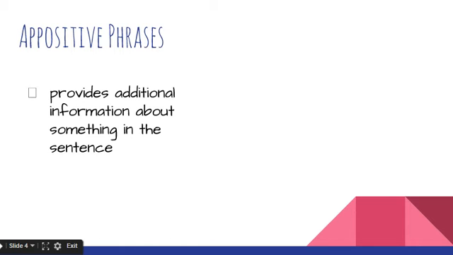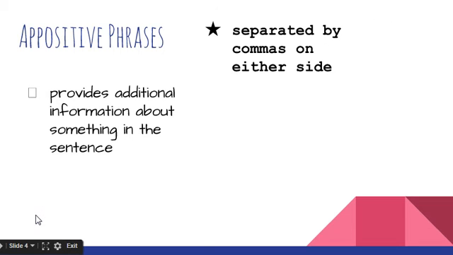I could say, my mom, an avid recycler, or Mrs. Major, my BFF, whatever it might be. So it provides additional information about something in the sentence, and an appositive does that. It also does something else. It is separated by commas on either side of it.